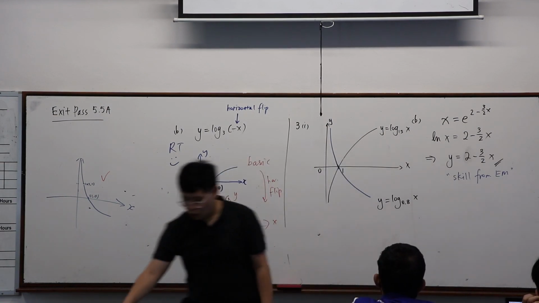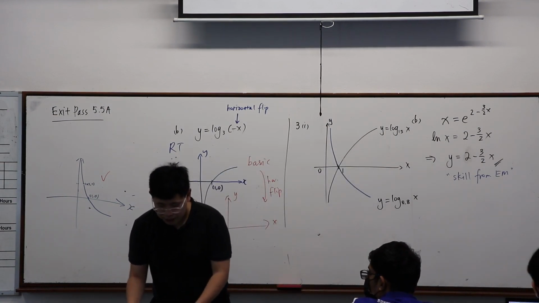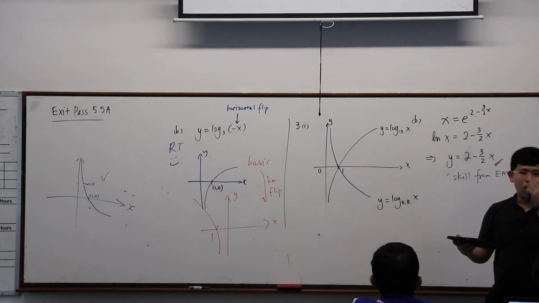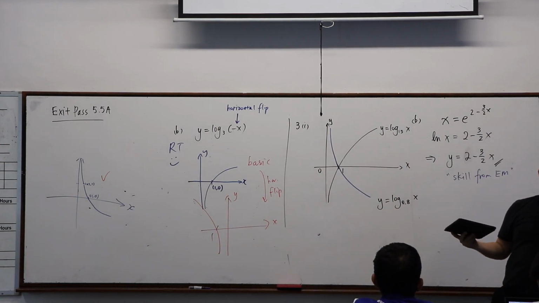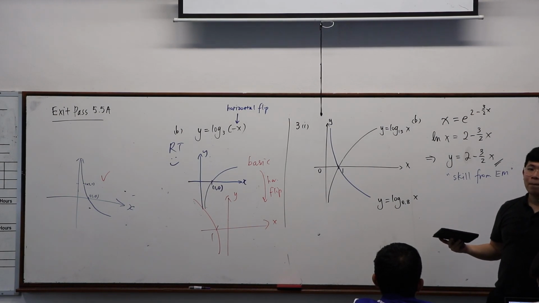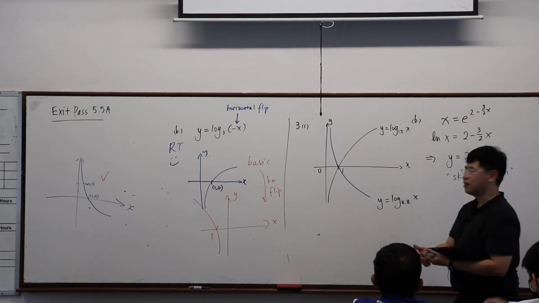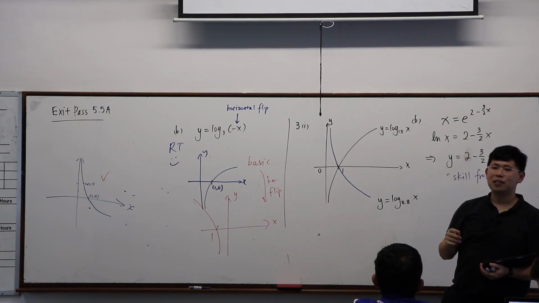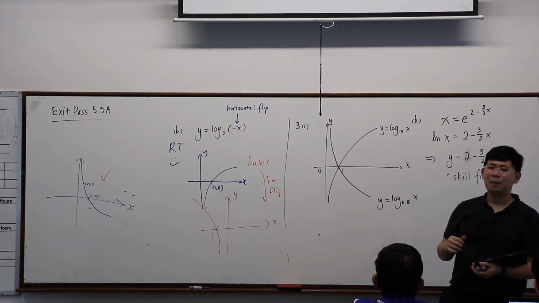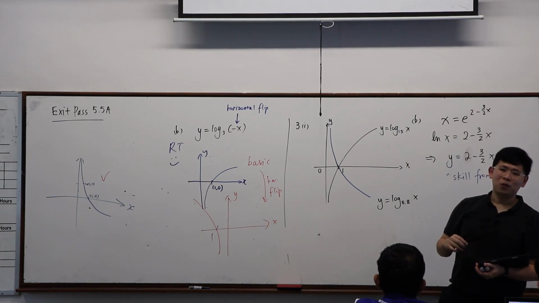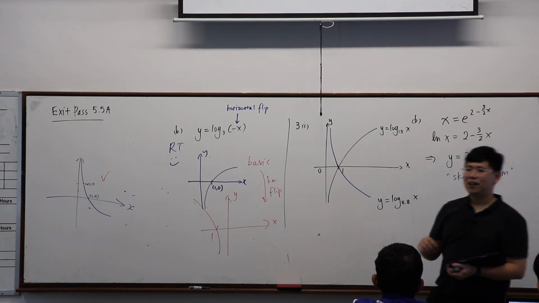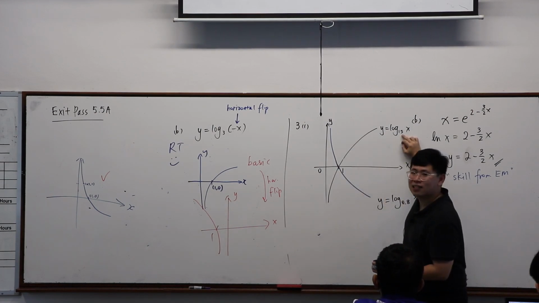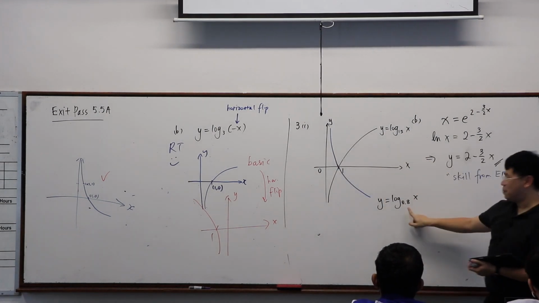Okay, so part 2. Using this pair of graphs, find the range of values of x. First page, you go back to page 1. Are you at page 1? Okay, you look at the base. Then you look at this base.